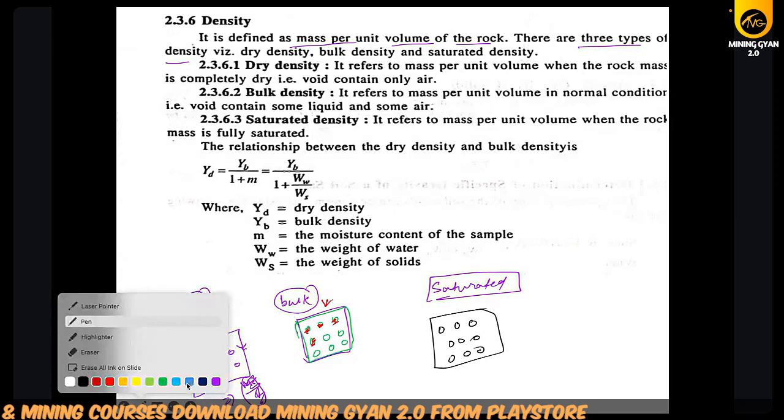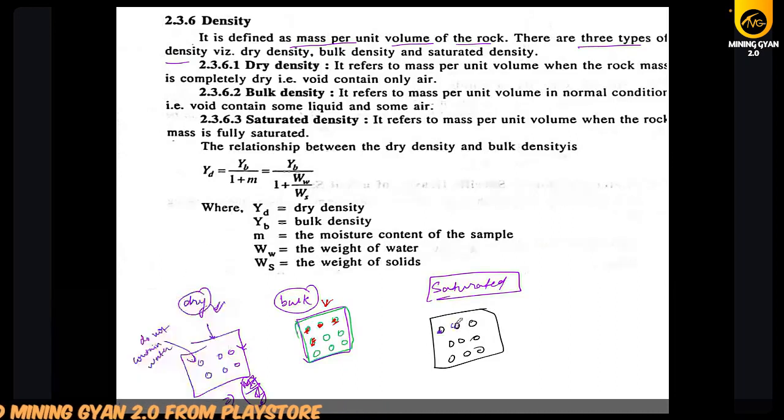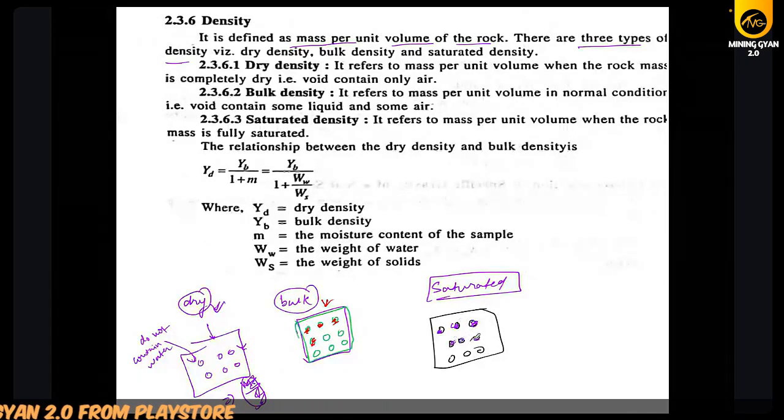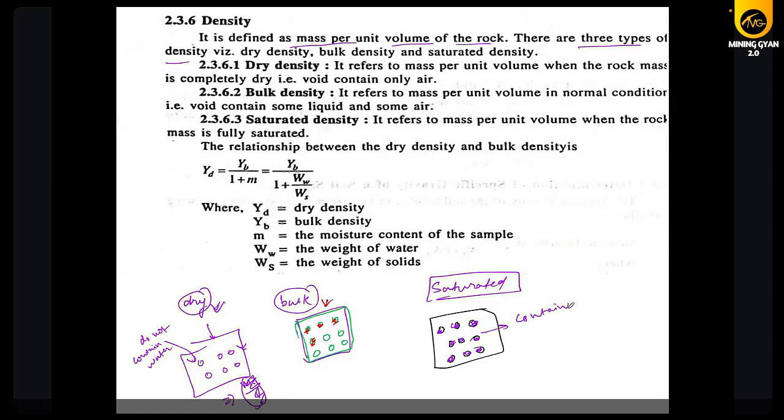And the third type is, if this is the block and its pores or its void content are wholly filled with water, each and every void is filled with water, then we call it saturated.